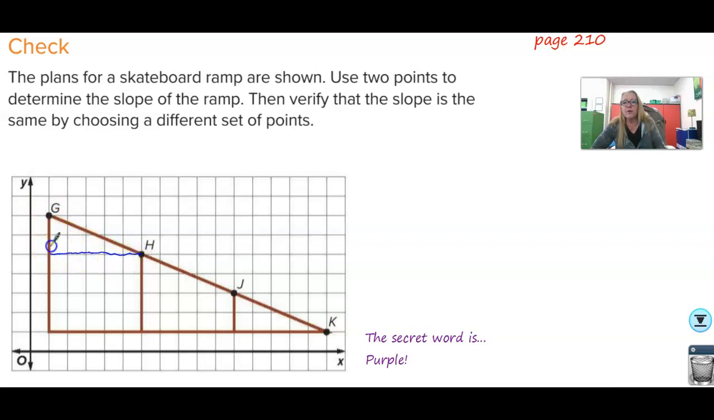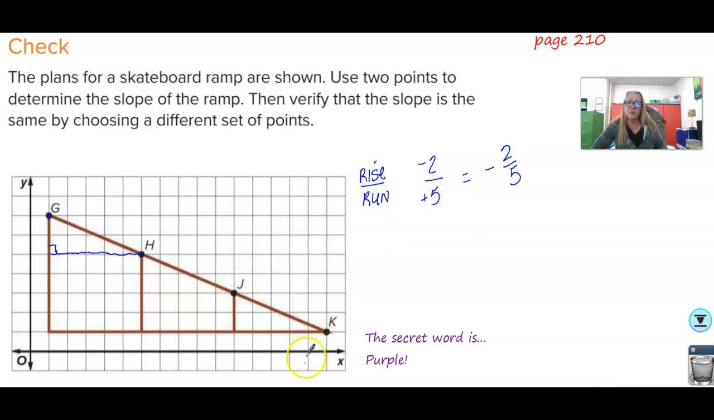Okay, so we're going to use this right triangle here from G to H to find the slope of this line. Starting from G, remember we do rise over run. We go down 2, so that would be -2. And then we go right 1, 2, 3, 4, 5 spaces. And right 5 is +5, so the slope of this segment is -2/5.